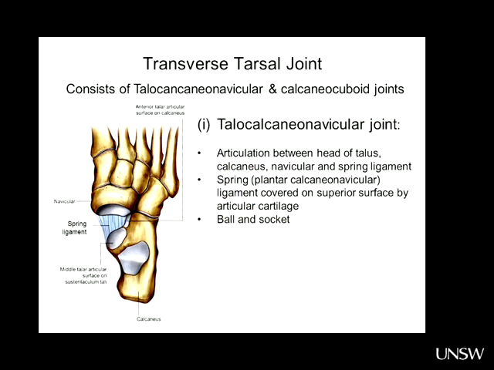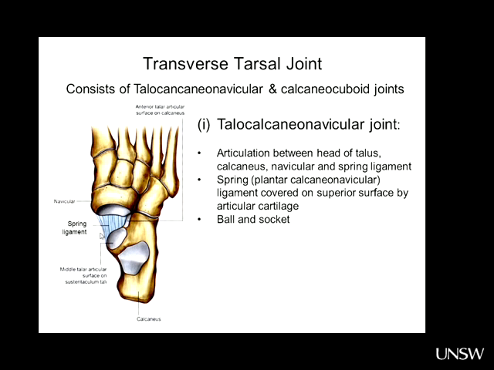Now this is the transverse tarsal joint. In this dissection, and we actually have one of these in the lab, you can see where they've taken the talus off. The talus has been removed. So there's the articular surface there for the subtalar joint, and this here is the articular surface for the talocalcaneonavicular. So this is the medial side of that transverse tarsal joint.